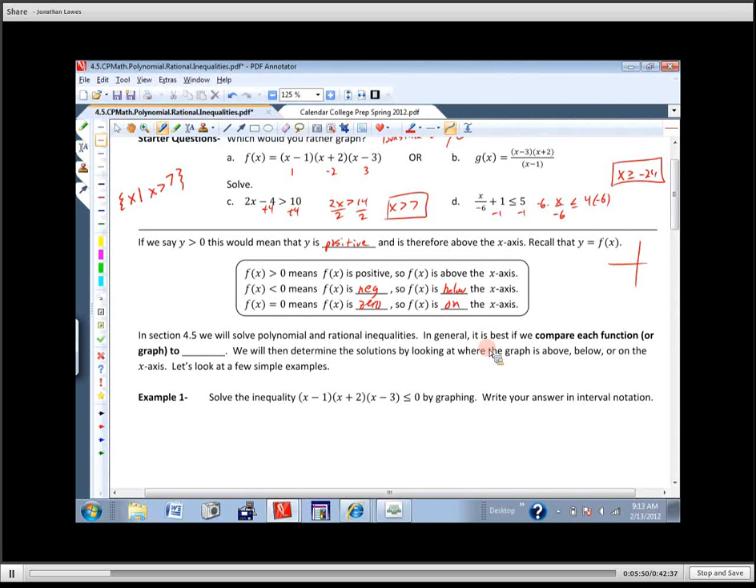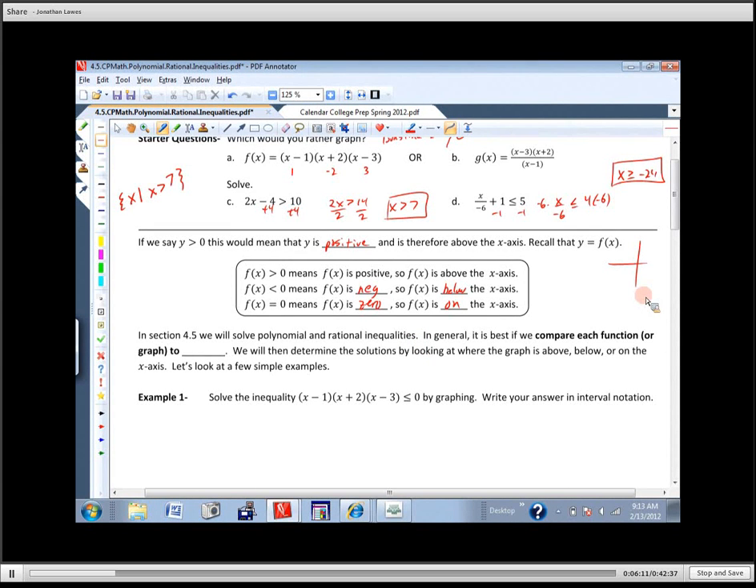So if we're going to look at these graphically, and we're going to be talking about whether y is greater than 0, less than 0, or equal to 0, it's a lot easier to keep in mind that if we're saying y is greater than 0, f of x is greater than 0, we're just talking about above the x-axis. If it's equal to 0, it's on the x-axis, and if it's less than 0, it's below the x-axis.